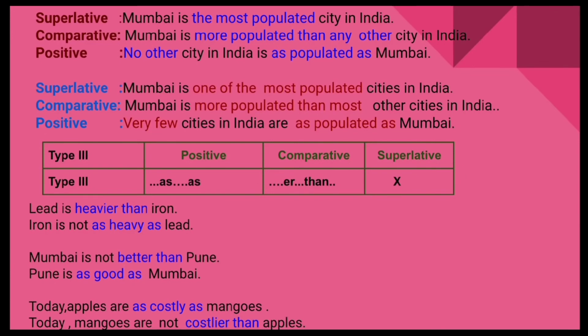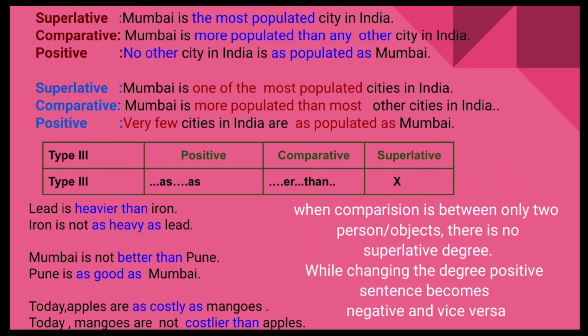Let's learn type 3. In type 3, we are going to learn positive to comparative and comparative to positive degree. Let's see the sentence. Lead is heavier than iron. This sentence is in comparative degree. How do we identify? With the help of heavier. And we can transfer it into the positive. So, iron is not as heavy as lead.